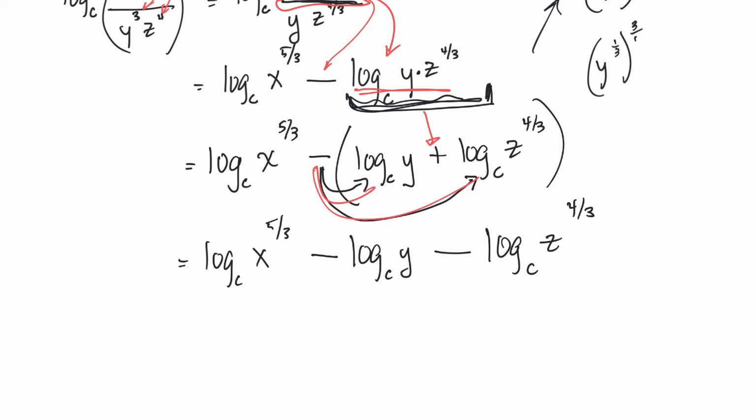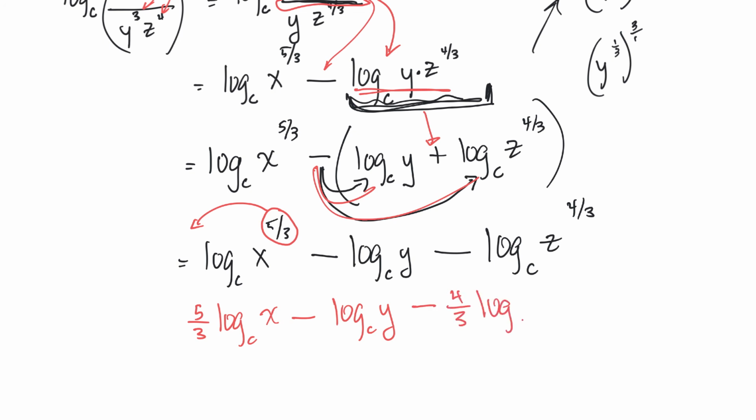And now we use the power rule. The power rule takes this exponent that's in front of just a base log and brings it out to the front. So I can write this as 5/3 log base c of x minus log base c of y minus 4/3 log base c of z.